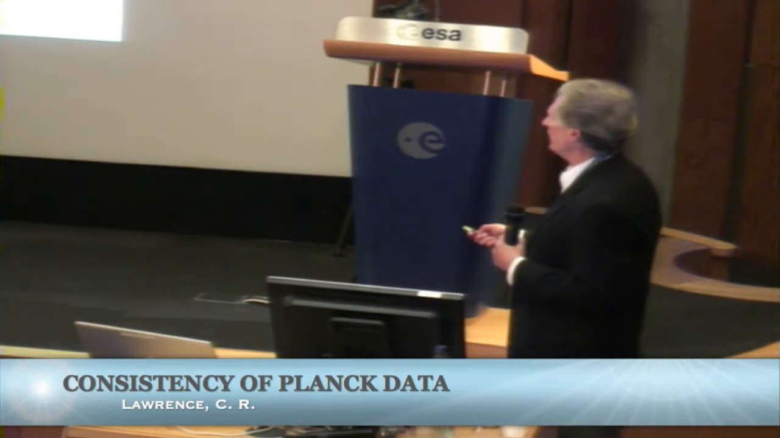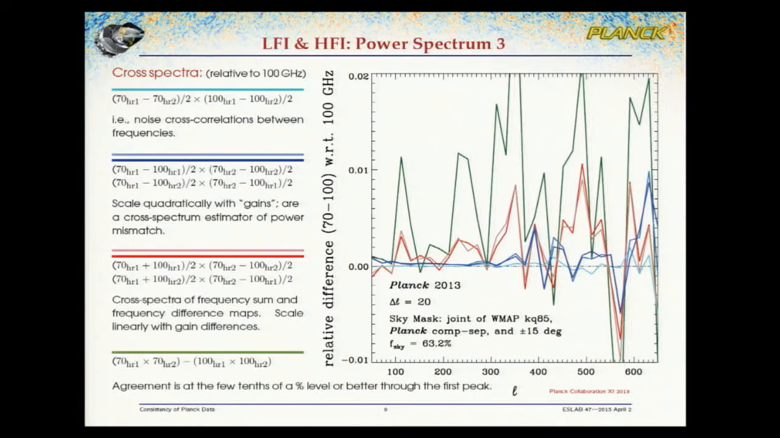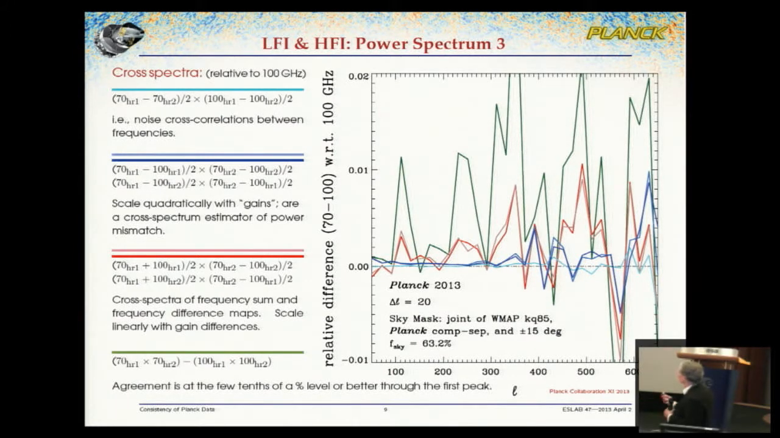You could say, well, what happens if there's a multiplicative gain factor that is wrong somewhere in the process? That would scale quadratically, or propagate quadratically, in this estimator. So you'd say, well, a gain would be suppressed. So here's another estimator. And the first half of this estimator is replaced by the sum: 70 half ring 1 and 100 half ring 1, added together; 70 half ring 2 and 100 half ring 2.